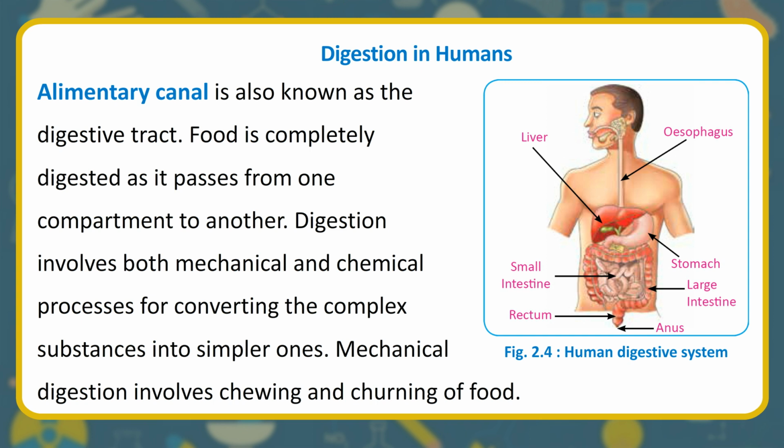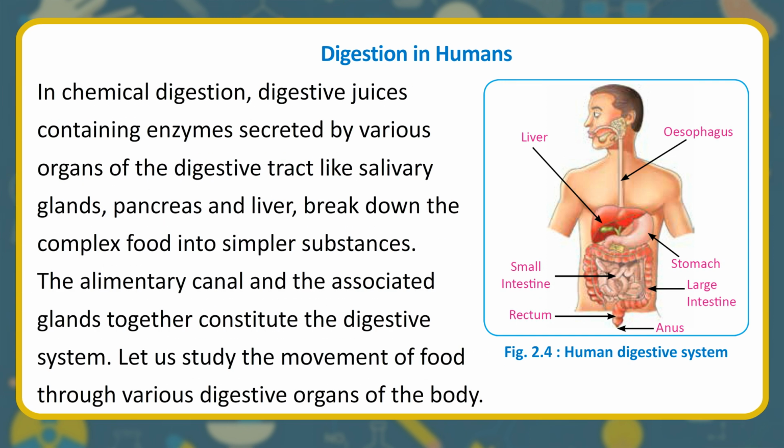Mechanical digestion involves chewing and churning of food. In chemical digestion, digestive juices containing enzymes secreted by various organs of the digestive tract like salivary glands, pancreas and liver, break down the complex food into simpler substances. The alimentary canal and the associated glands together constitute the digestive system. Let us study the movement of food through various digestive organs of the body.